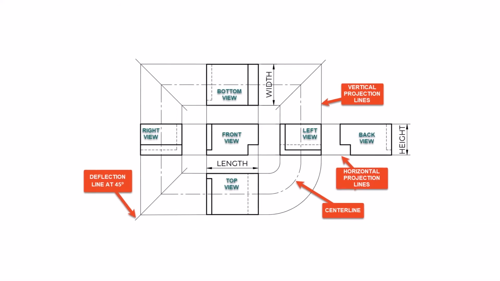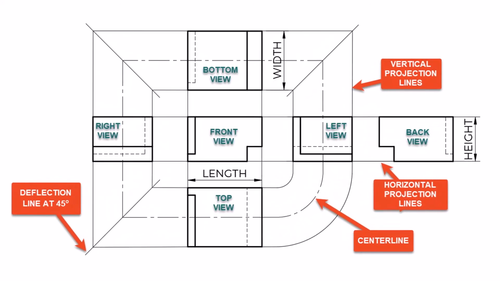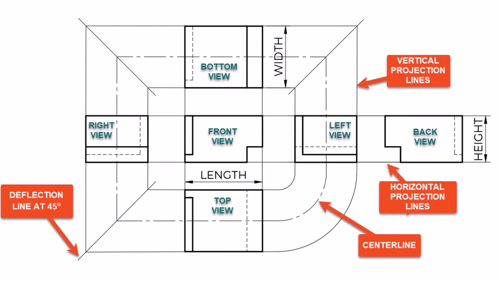Projection lines. Now that you understand how orthographic views are created, the last step to fully understanding the topic is understanding the interconnection between the 6 views. The object's height in the front view equals the object's height in the left, right, and back views. The object's length in the front views equals the object's length in the top, bottom, and back views. The object's width in the top view equals the object's width in the left, right, and bottom view.